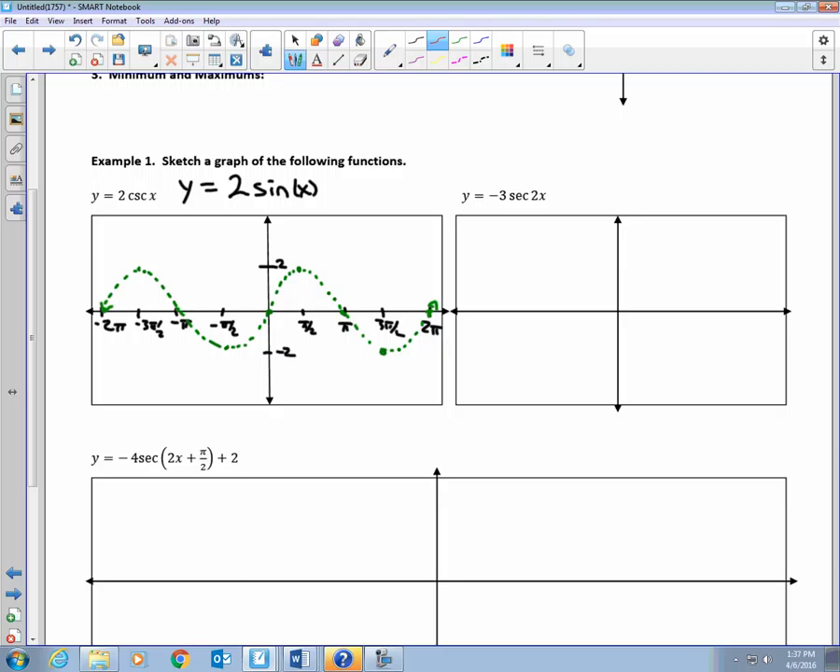What's the next step? Yep, you draw your asymptotes through the zeros. 0, 0, 0, 0, 0. So asymptote, asymptote, asymptote, asymptote, asymptote.